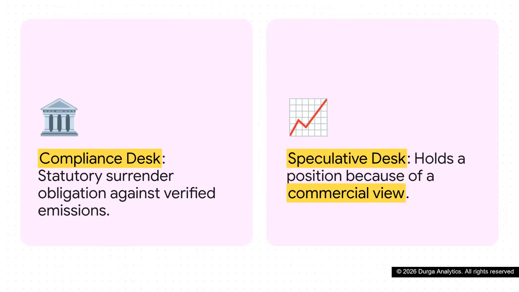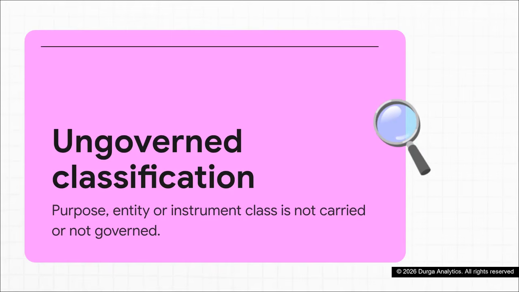To really understand why this is so deadly, we have to look through our primary operational lens. Your compliance desk holds a position because of a statutory surrender obligation against verified emissions. Your speculative desk, on the other hand, holds a position because of a view. A single market event will frequently push these 2 books in completely opposite directions. If your ETRM system cannot mathematically distinguish between a statutory obligation and a speculative view, you are absolutely suffering from ungoverned classification. Let's define this formally.